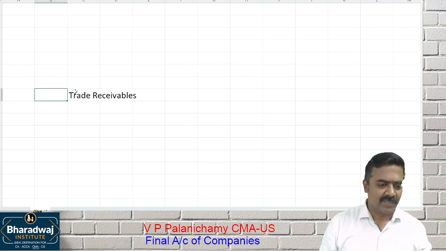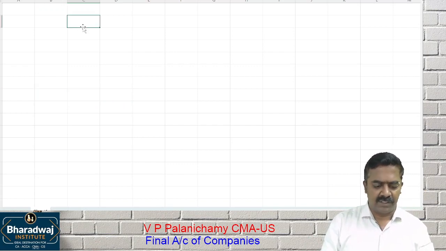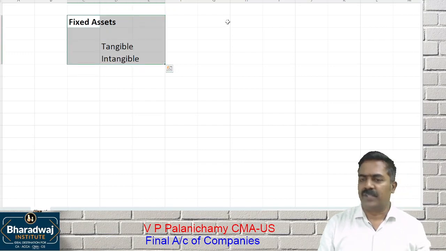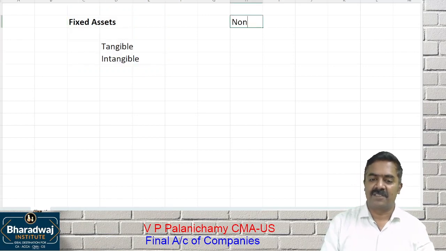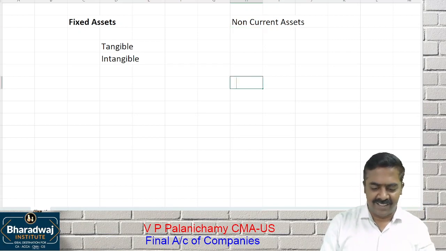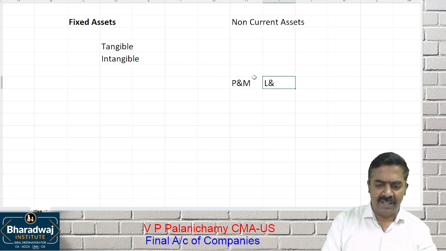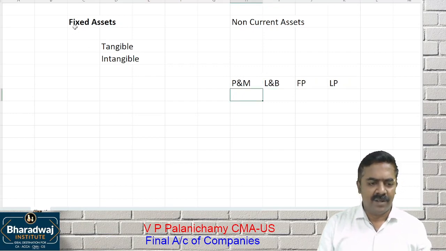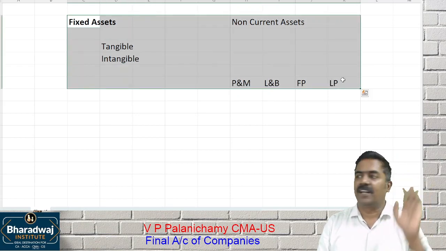I can compare. In the same way, we used to call it fixed assets, which can be classified into tangible assets and intangible assets. Now, some people don't use the word fixed assets. They call it non-current assets. Some companies may not use the title at all. They'll call it plant and machinery, land and building, freehold premises, leasehold premises. When different names are used, again people get confused.